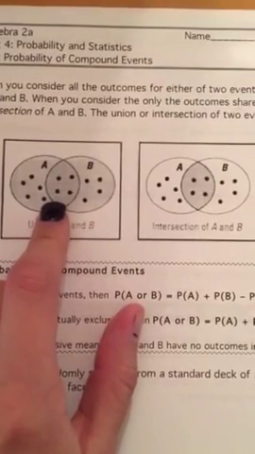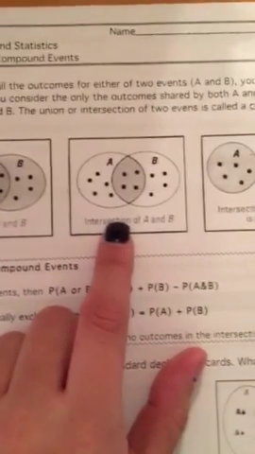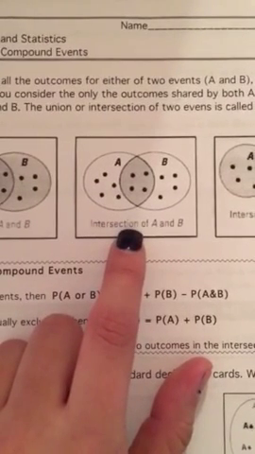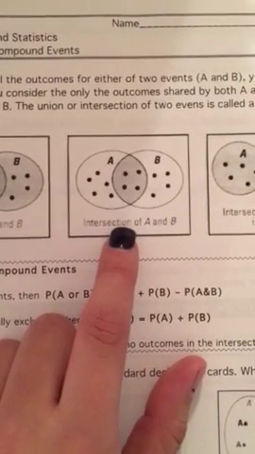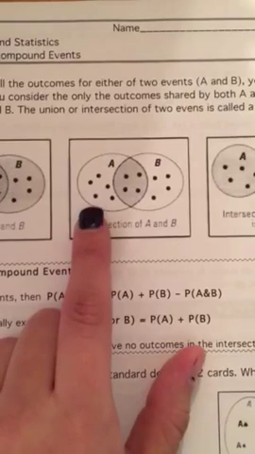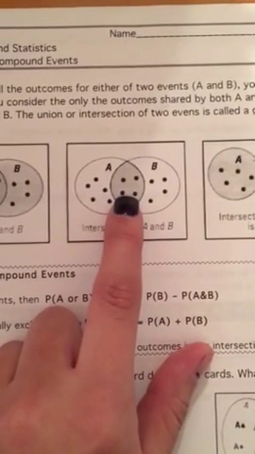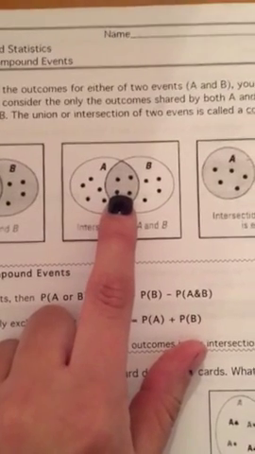Then we have something called an intersection of A and B. An intersection is when my 2 events have something in common or they overlap. Here's my Venn diagram. Here's A and here's B. This shaded region would be the parts that are in both A and B.